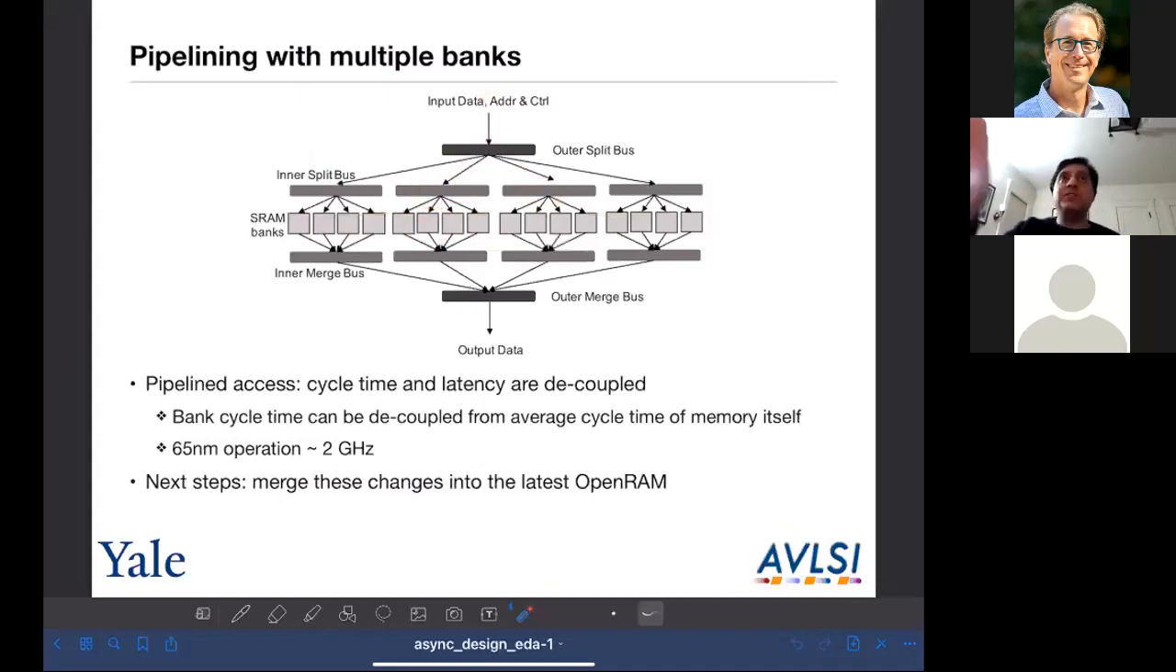As a result, we can run these memories at a very high frequency. At least in 65 nanometer, from our results so far, it looks like we can run the memory at over 2 gigahertz, which is not so easy to do if you had to hit this timing in all possible scenarios. Our plan next is to work with Matt and his group to integrate all of this into OpenRAM and build a unified memory compiler that could target both synchronous and asynchronous logic.